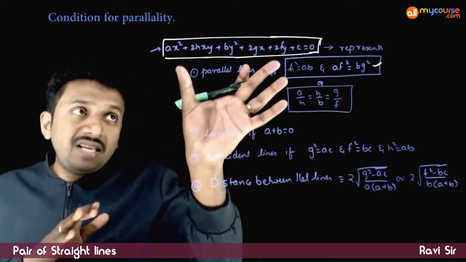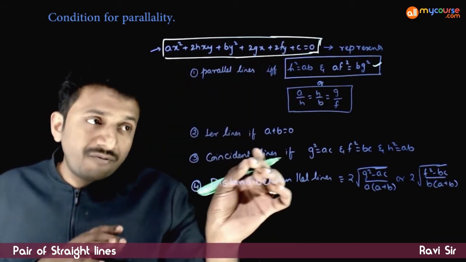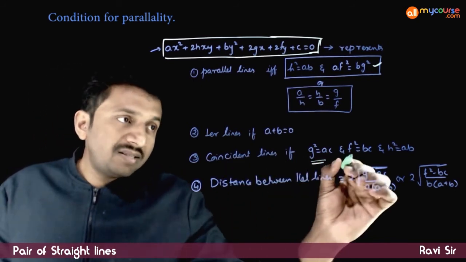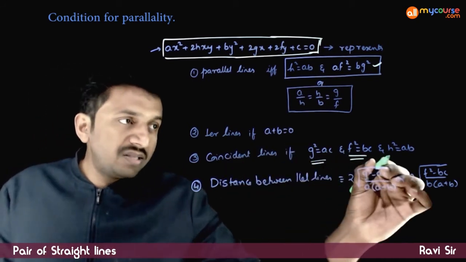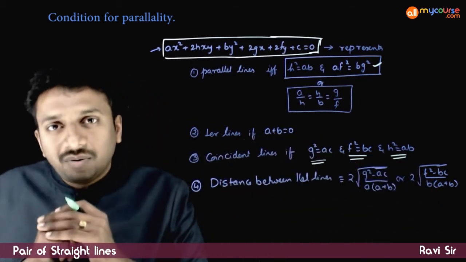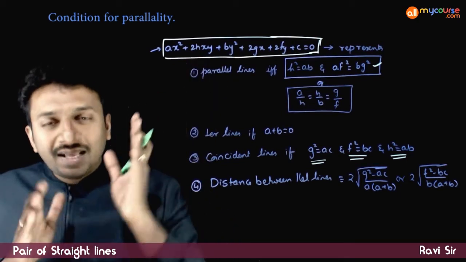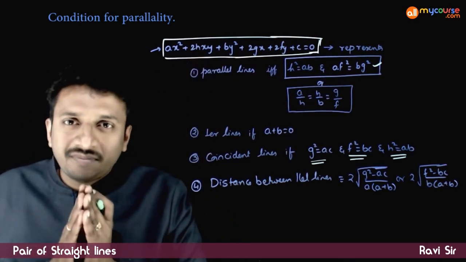Next, these represent a pair of coincident lines if g square is equal to ac, f square is equal to bc and h square is equal to ab. If these three conditions are valid, then both lines will become coincident.